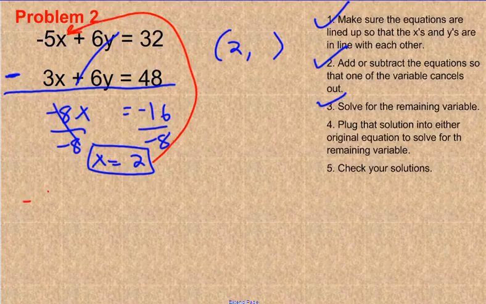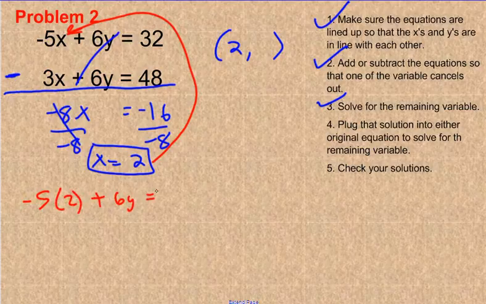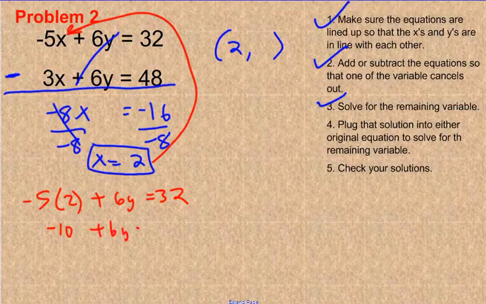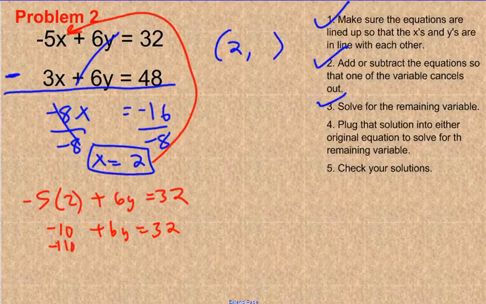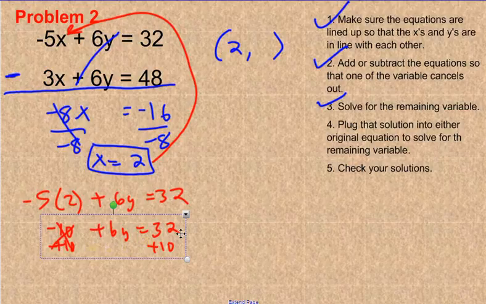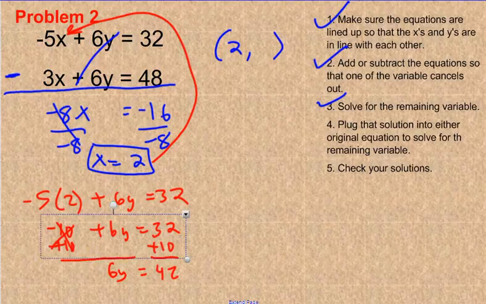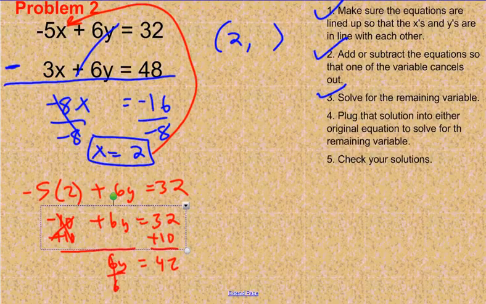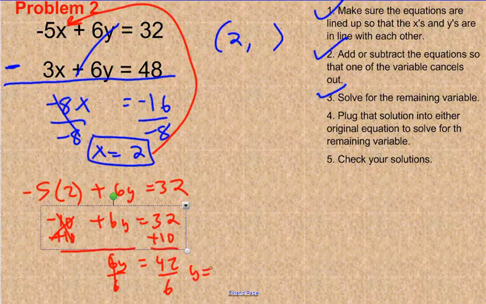So we have negative 5 times 2 instead of x we're using, plus 6y equals 32. Solve for y. Alright, this is negative 10, plus 6y equals 32. Add 10 to both sides, plus 10, plus 10, to cancel out that minus 10. So we have 6y is equal to 42. And we'll divide both sides by 6, and get y is equal to 7.